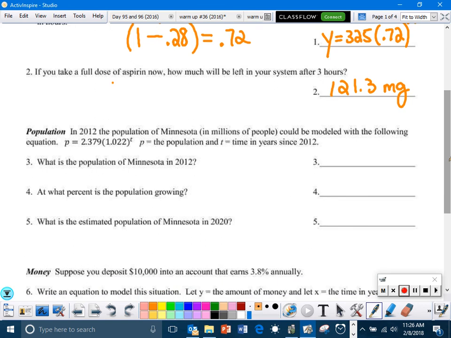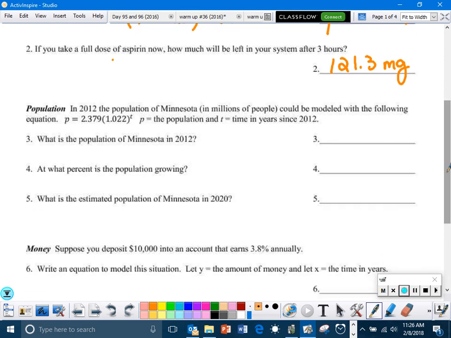Please label. Okay, next, population. In 2012, the population of Minnesota, in millions of people, could be modeled with the following equation. P equals 2.379 times 1.022 to the t power. P is the population and t is the time since 2012. So the first question, what is the population of Minnesota? Well, that will be right in front of the parentheses.